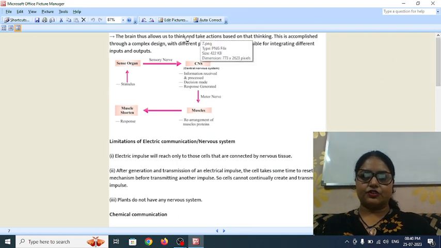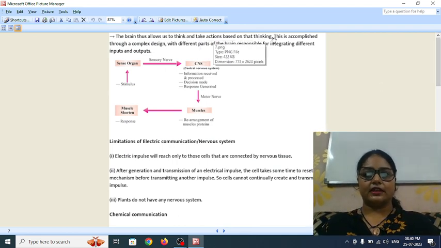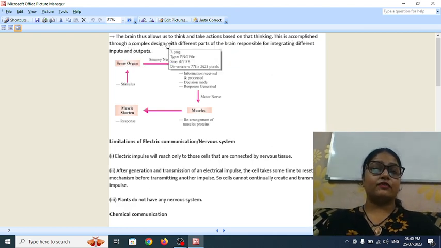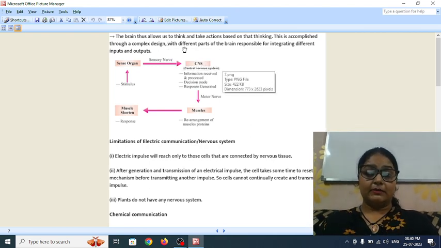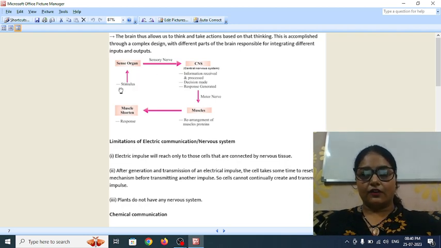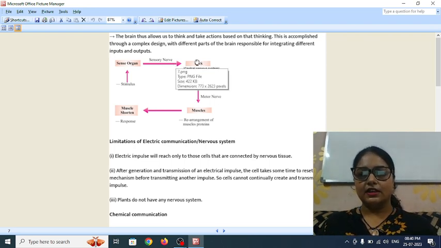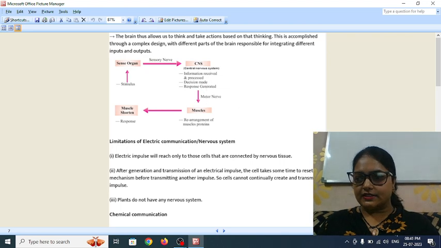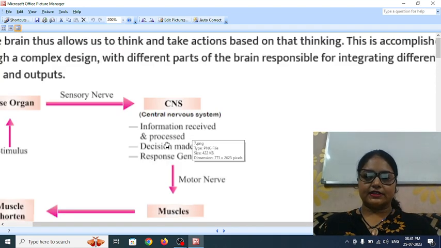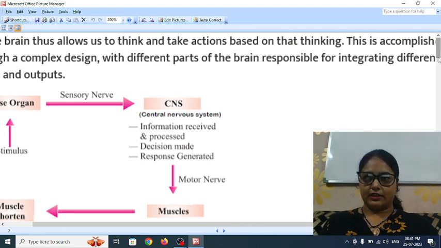Now the brain allows us to think and take action based on the thinking. This is a complex thought, a complex design. As you know, first we receive the signal from the sense organs. Multiple sense organs are working together, observing the stimuli, and the sensory nerves are sending the signals to the CNS, the central nervous system. Now look at this, I want to show you the bigger picture of this. The central nervous system receives the information, processes it, and prepares a response. It means generating a response.